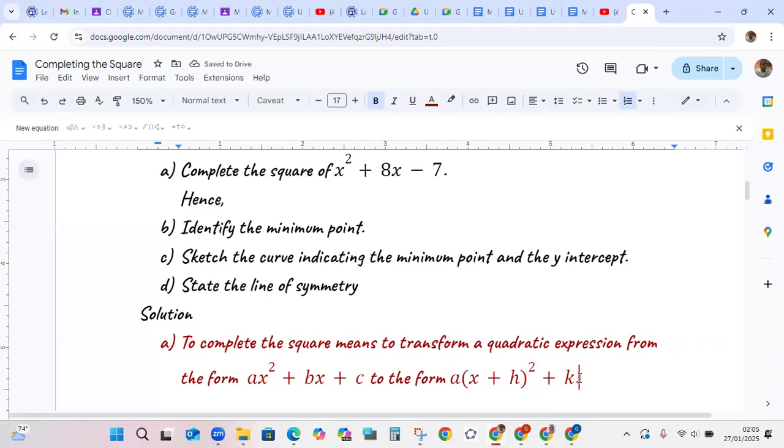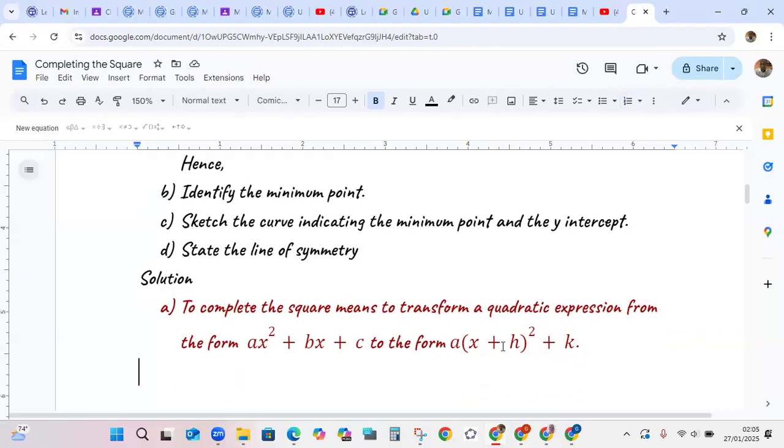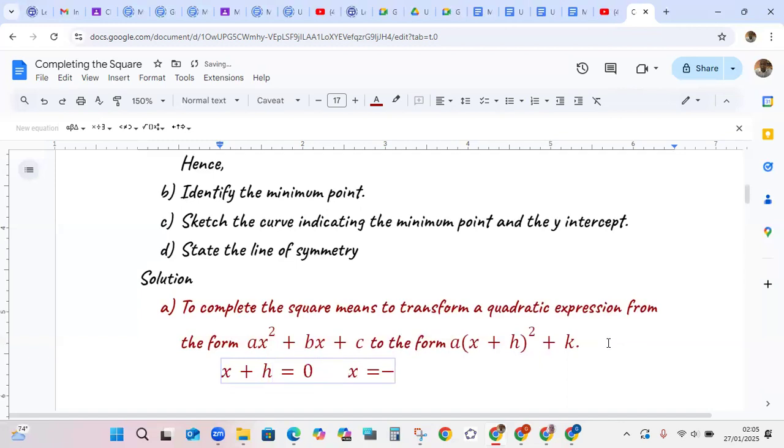Now, h will be used to obtain the x coordinate of the minimum point. So you will do something like x plus h is equal to 0, and that will mean x equals minus h. X will be the x coordinate of the minimum point.